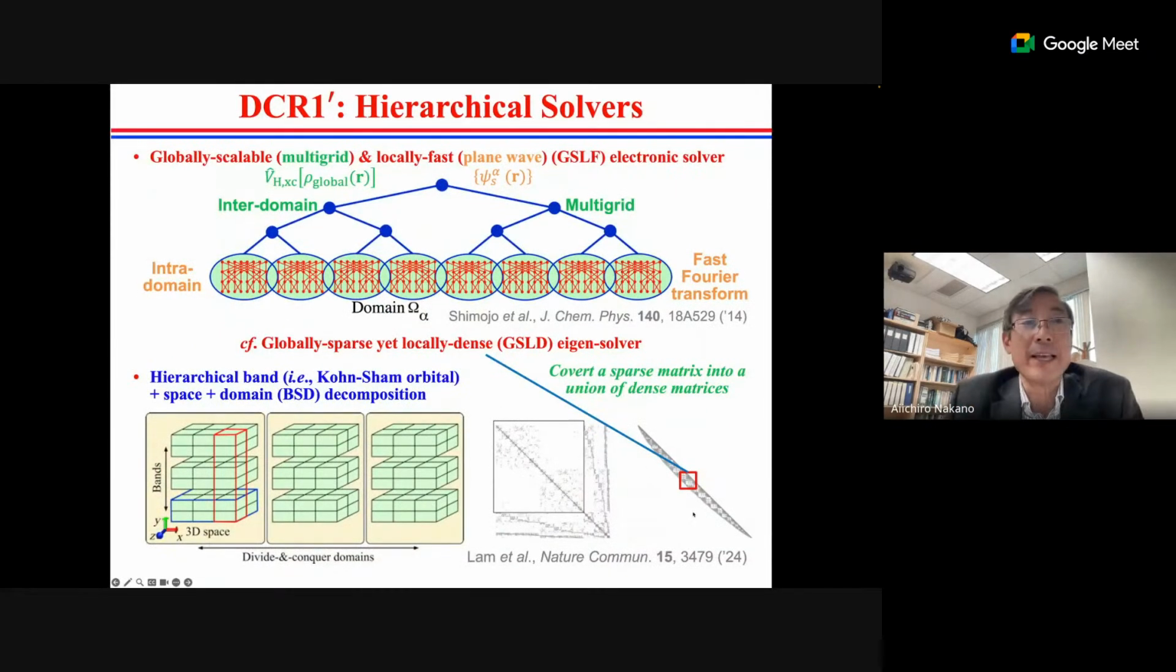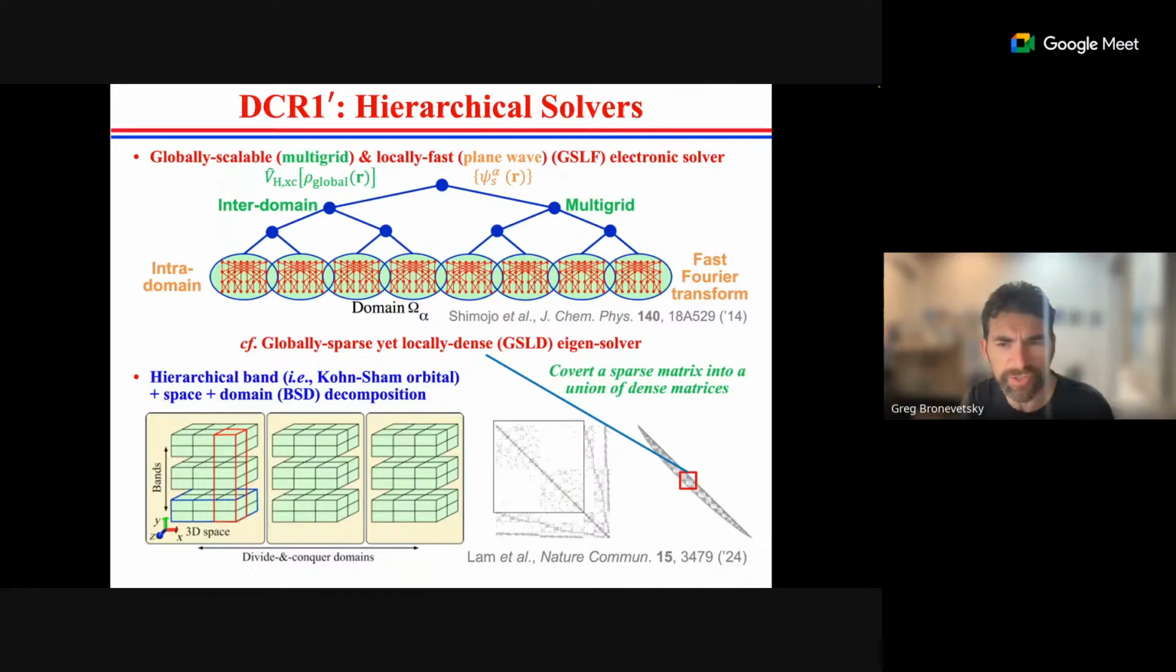That's the order N. Our globally scalable and locally fast electronic solver combines a real-space multigrid method to solve the global potential problem, and a plane wave basis, cosine and sine, to represent the local wave functions. So our hybrid electronic solver combines a scalable multigrid tree-based method for inter-domain computation and fast Fourier transform for intra-domain computation. More recently, we even designed something called a globally sparse yet locally dense eigensolver, which converts a sparse matrix like this, by row and column permutation, into a union of dense matrices, which can be operated with GEMM. So, a question by Ravi: there's a concern in DCR that the cost of the divide reduces the performance gain.